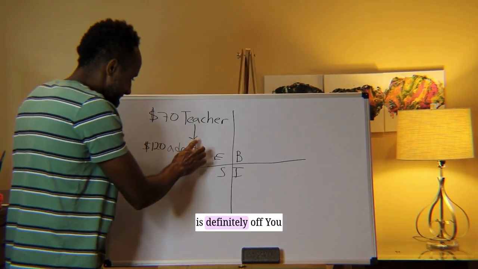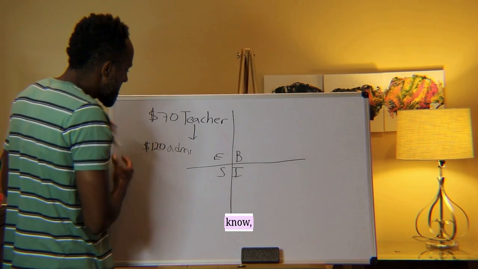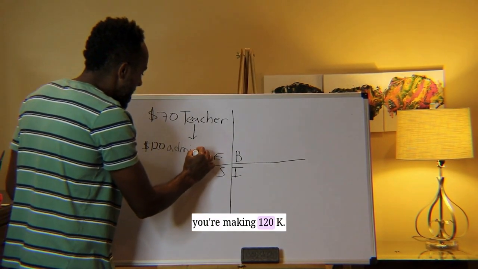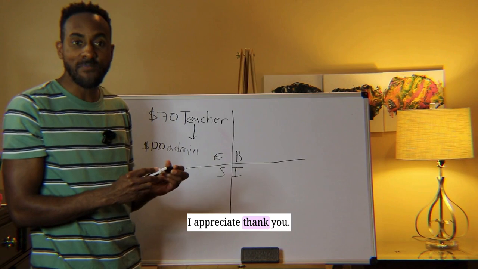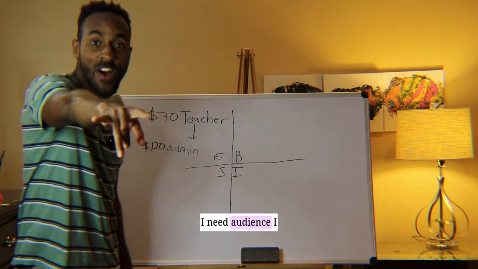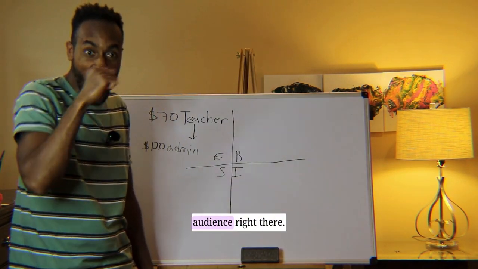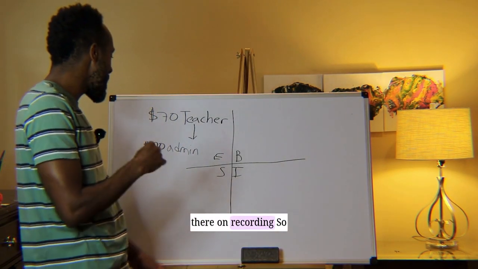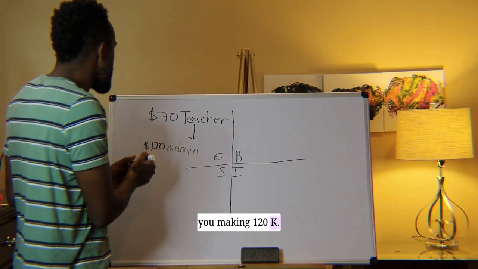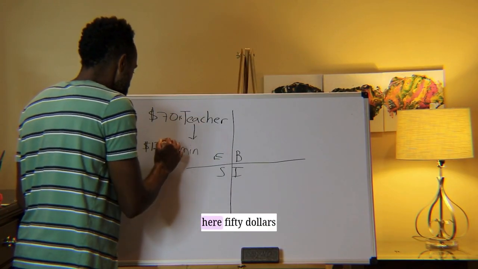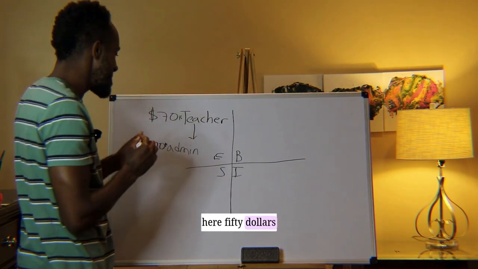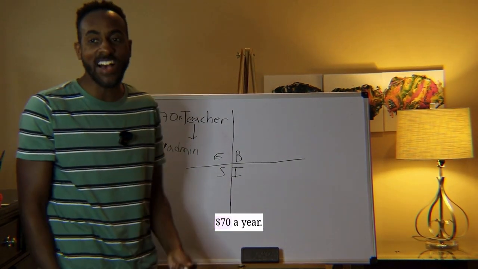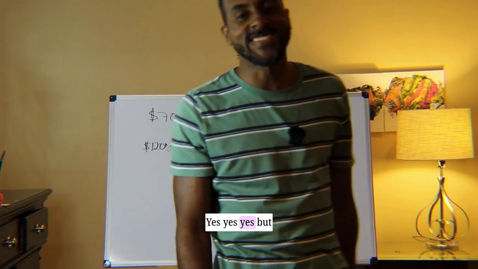So my spelling is definitely off. You know, you go into admin, you're making $120K. I appreciate, thank you. That's why I need an audience. I told you guys. That's why I need an audience right there. We're going to keep that right there on the recording. So you're making $120K. Let me put some K's here. $50. $70 a year. Oh my God, yes.